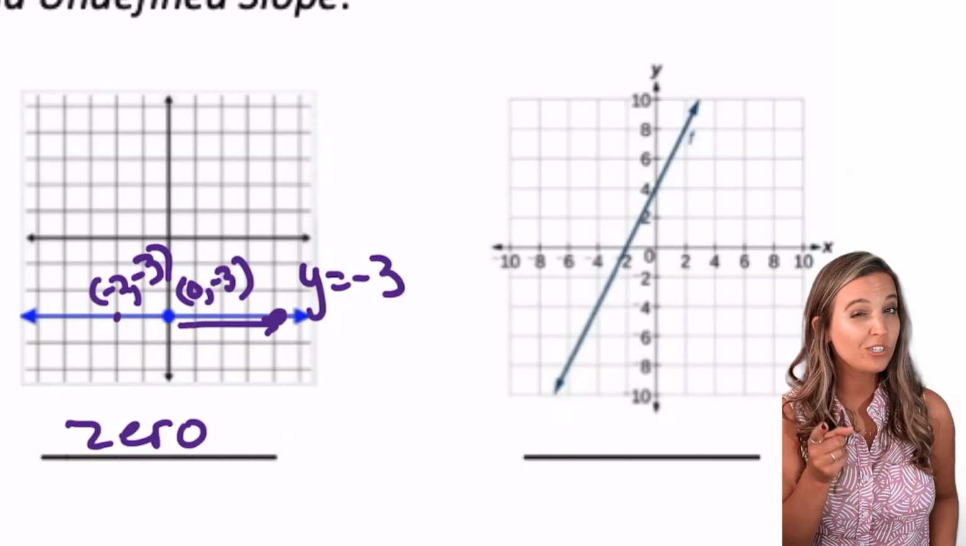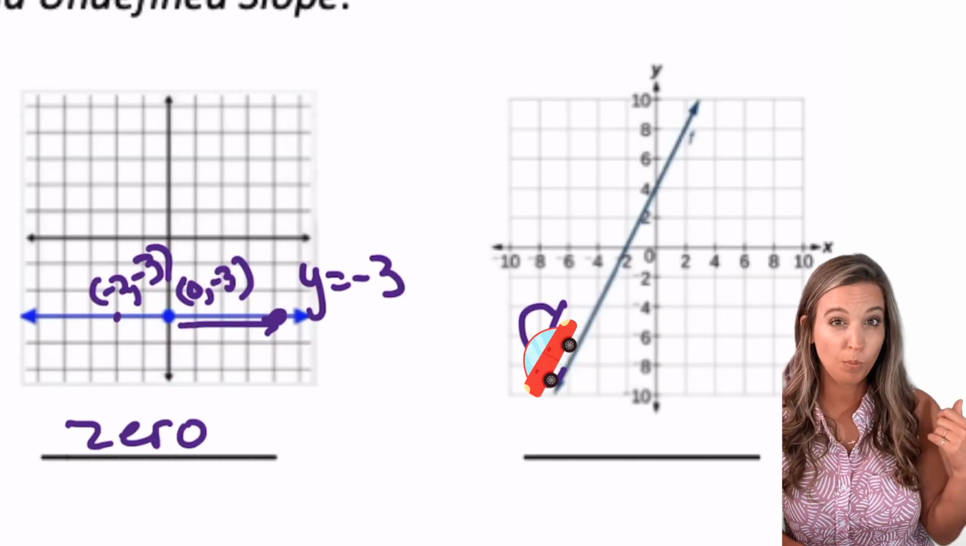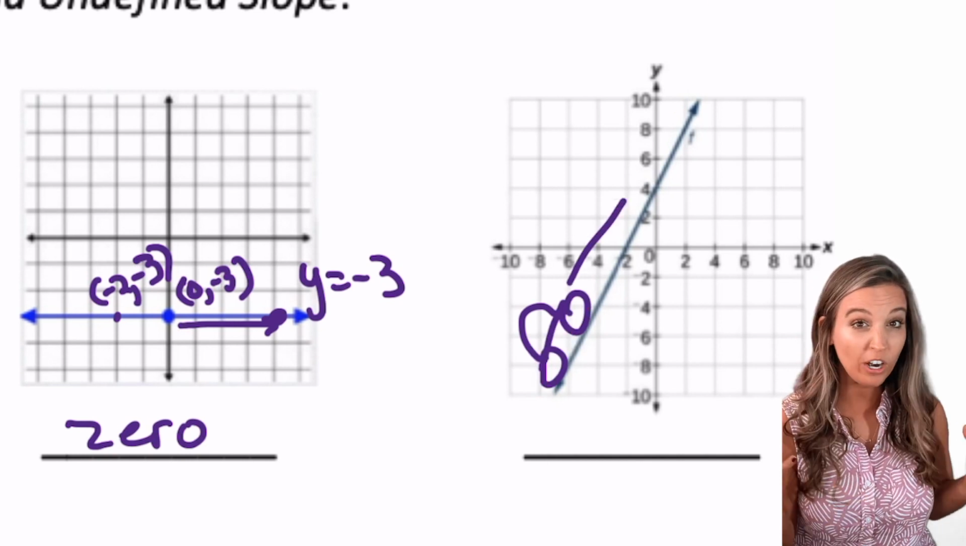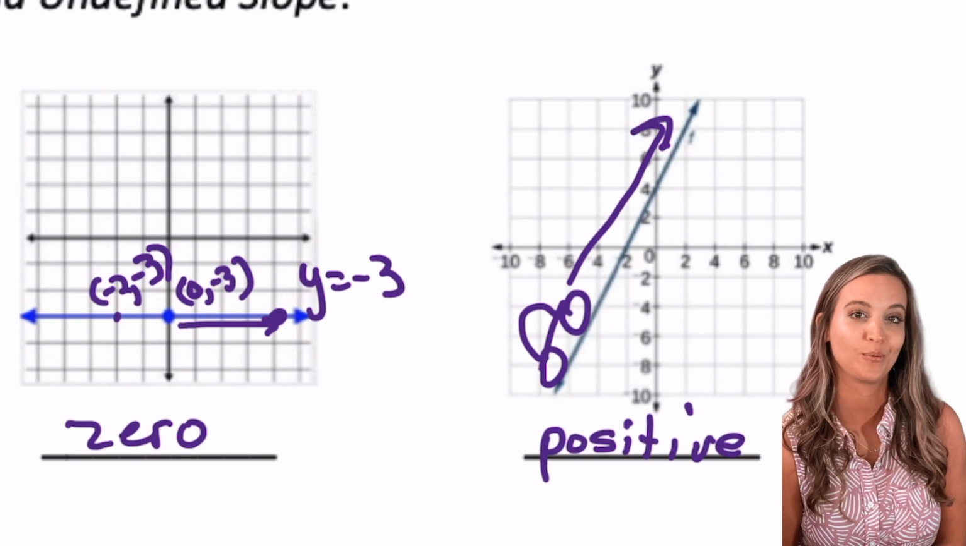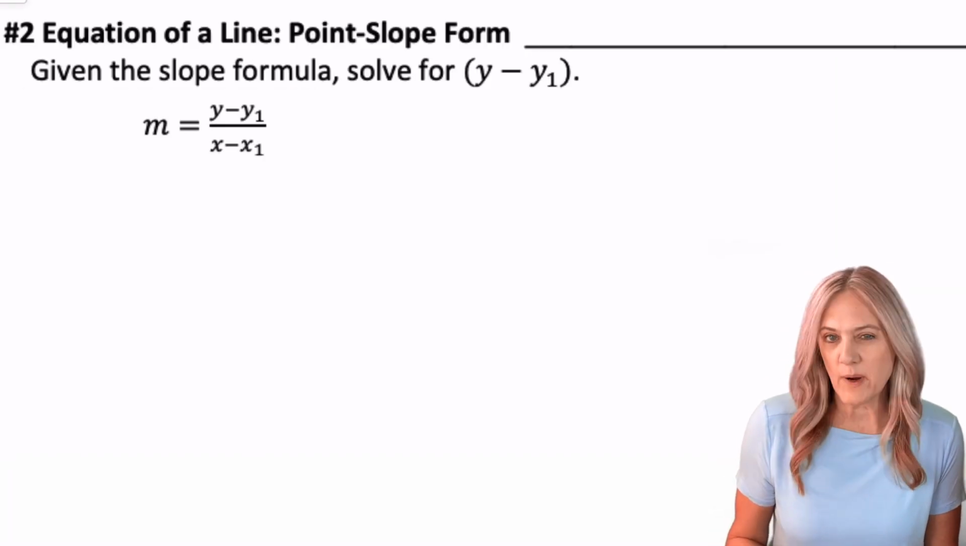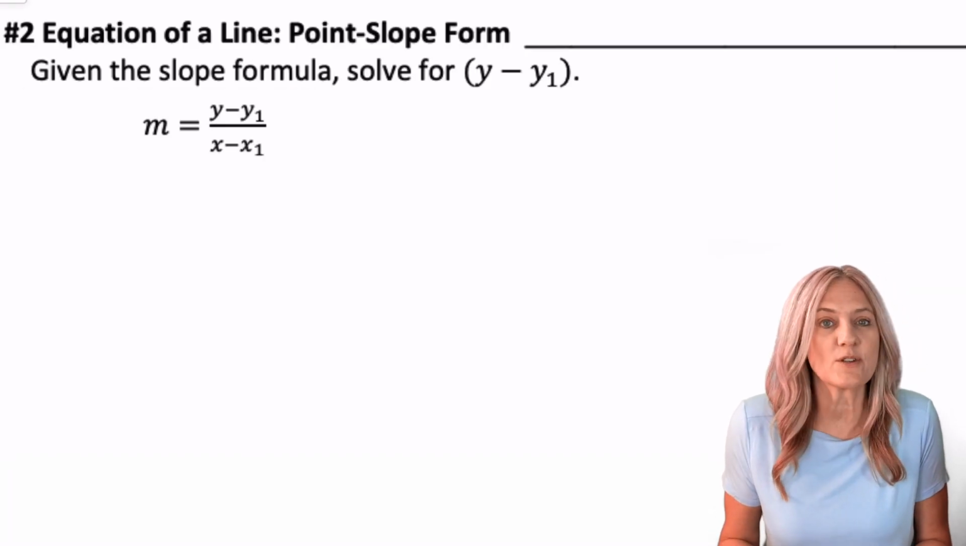Last graph, let's use that car trick. Car, leftmost part of the graph. Slam on the gas. Where are you headed? Up a hill. So this has a positive slope. Now let's talk about how to write the equation of a line. Well, we already know the slope formula.